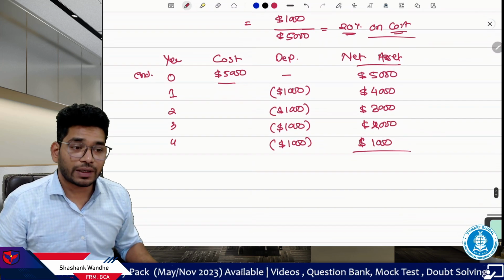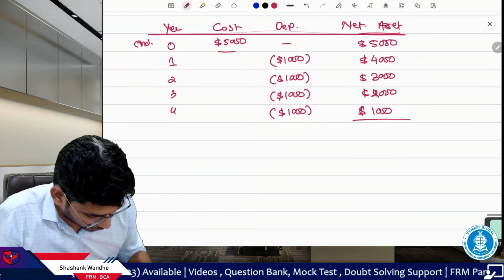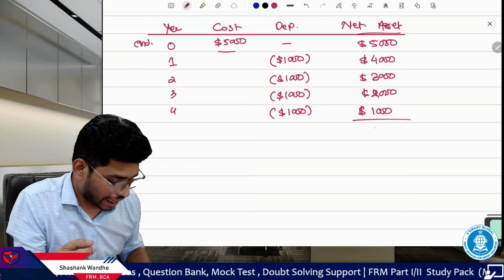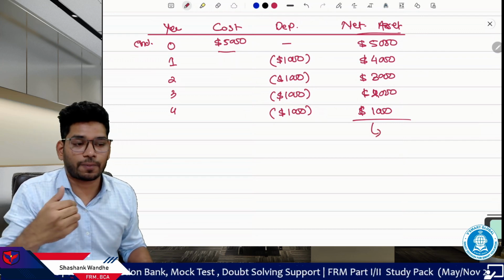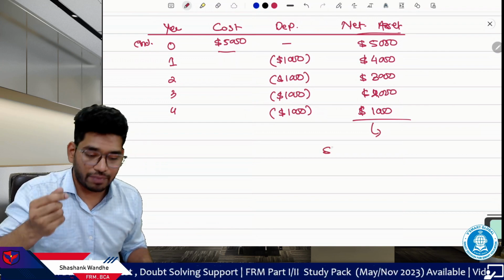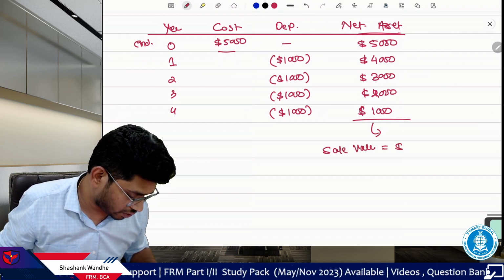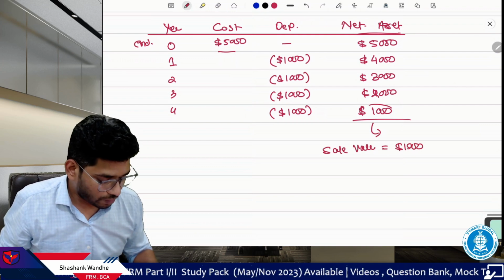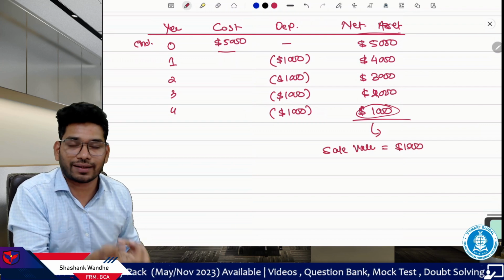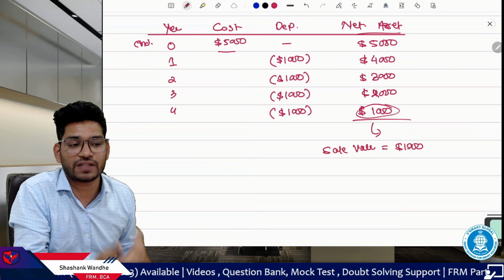Okay. Now, at the end of fourth year, we have decided to salvage this particular asset or sell this particular asset, and as per our estimate, we were supposed to sell it for $1,000. Okay, so expected sale value at the time T0 was $1,000, and now see what is the value left in this particular asset, 1,000. So 1,000 worth asset we will sell at the end of fourth year. Simple. So this was the meaning of salvage value.